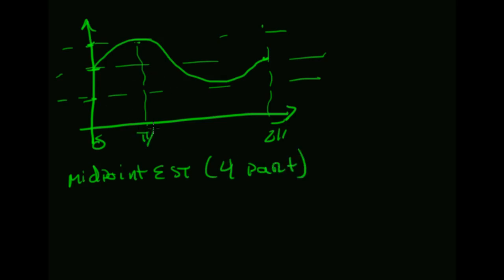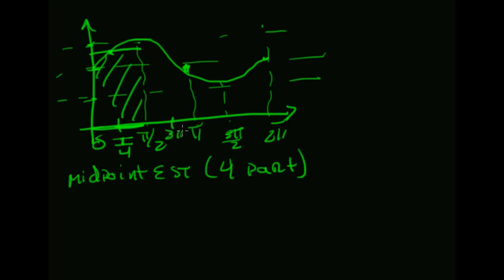So this one's at pi over 2. This one should be here at pi. This should be 3 pi over 2 and then 2 pi. So what we're going to do is look at the midpoint of each interval. The midpoint here is pi over 4. So pi over 4 is like there, and we're going to use that rectangle.